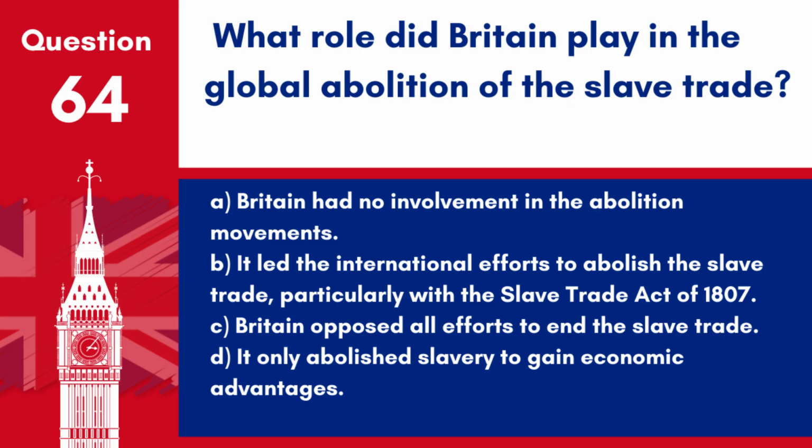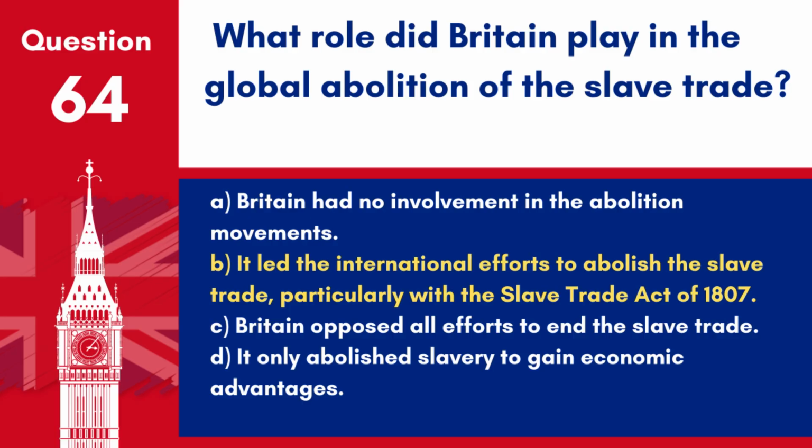What role did Britain play in the global abolition of the slave trade? A. Britain had no involvement in the abolition movements. B. It led the international efforts to abolish the slave trade, particularly with the Slave Trade Act of 1807. C. Britain opposed all efforts to end the slave trade. D. It only abolished slavery to gain economic advantages.